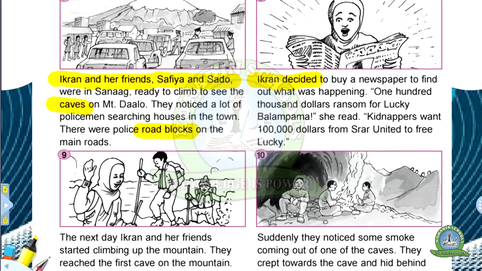$100,000 ransom for Lucky Plumpama, she read. Kidnappers want $100,000 from Sir United to free Lucky. Ikraan decided to buy a newspaper to find out what was happening.